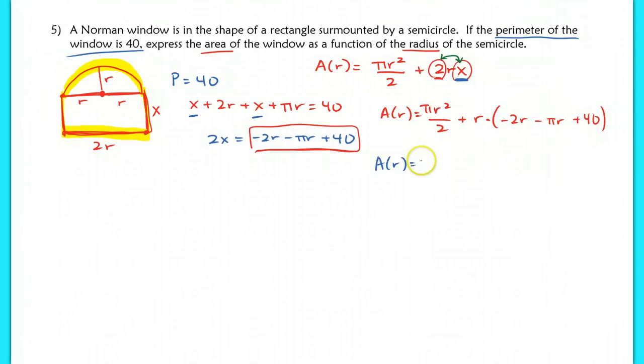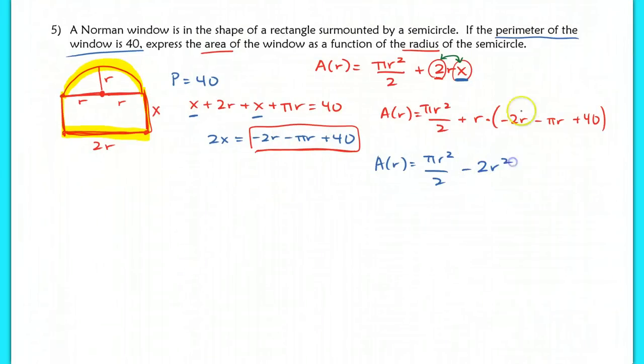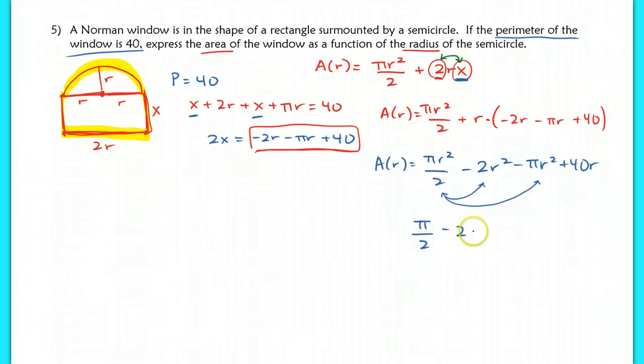So I have A of r equals pi r squared over 2 minus 2r squared minus pi r squared plus 40r. Now simplifying even further, I know it doesn't look like it, but these terms are the same. So if I factor out that r squared, I have pi over 2 minus 2 minus pi, times r squared, plus 40r.